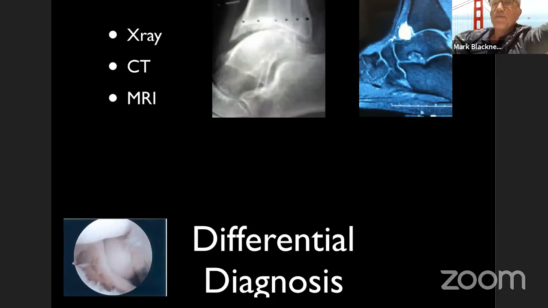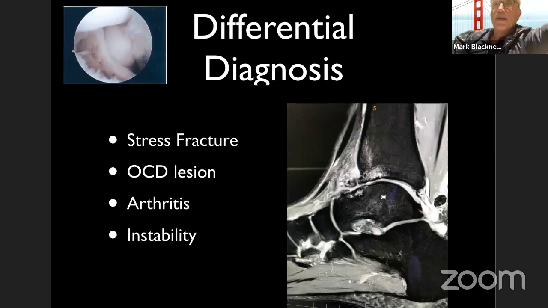It's important to consider differential diagnosis with these injuries. And the most common that we see are really occasionally stress fracture, tibial talar stress fracture, osteochondral lesions like the one above are very common and something to think about. The pain tends to be deeper pain and tends to be not so movement specific.